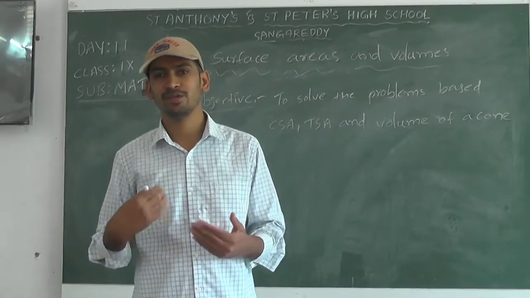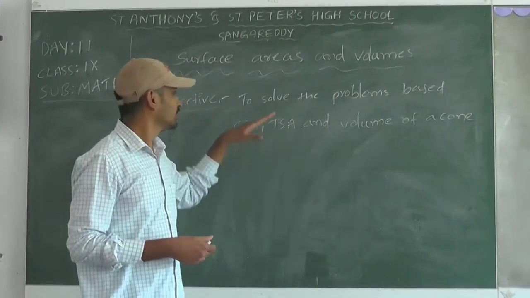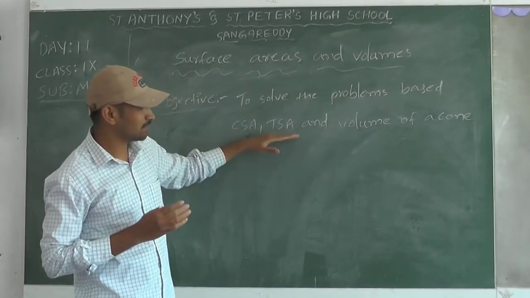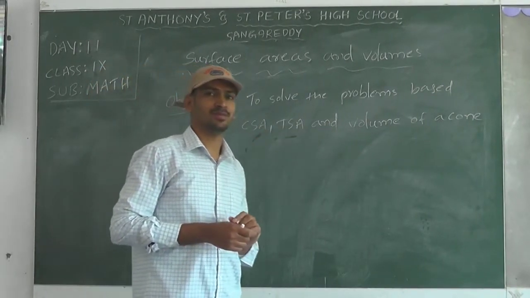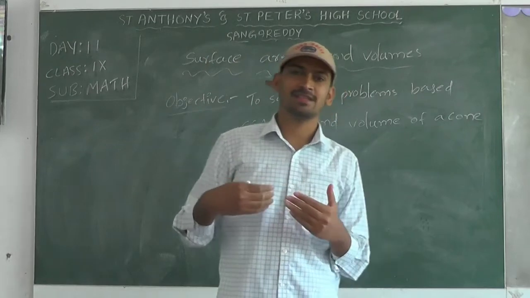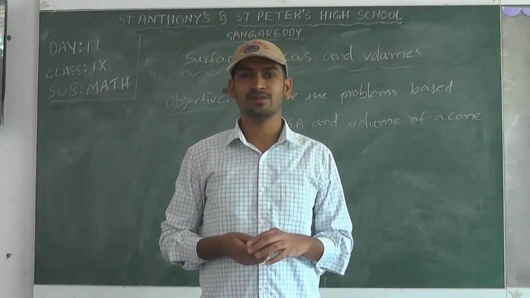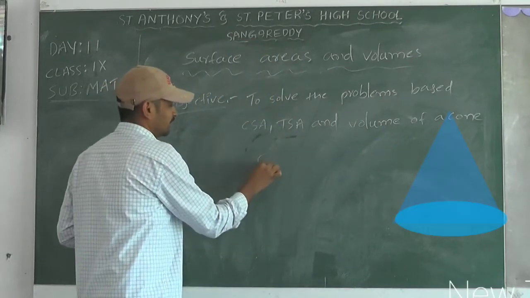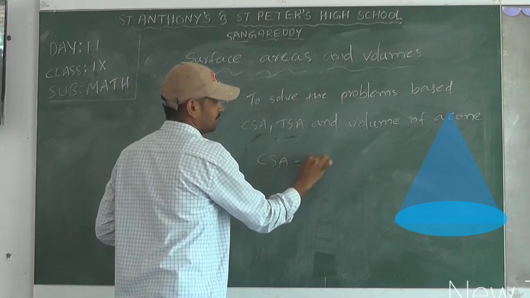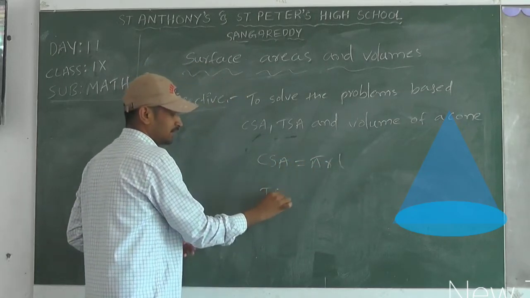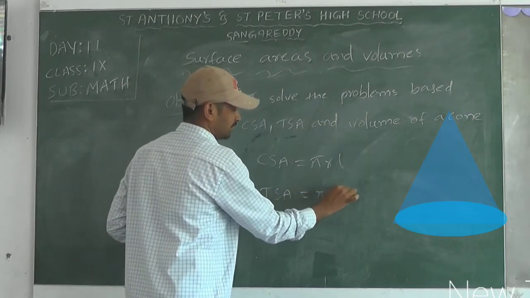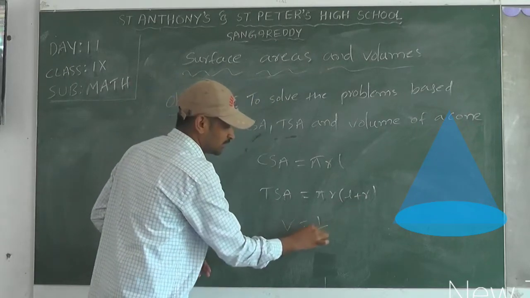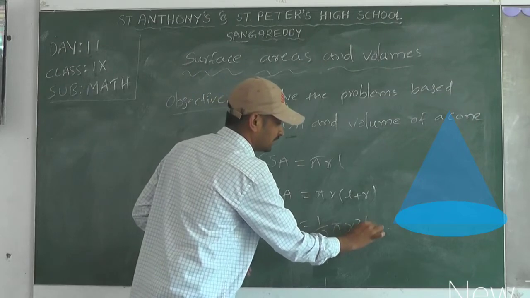In the last class we did problems based on cylinder. So today onwards we are going to do the problems based on CSA, curved surface area of the cone, total surface area of the cone, and volume of the cone. We already derived the formulas for CSA, TSA and volume of the cone. Once again I want to remind the same formulas. CSA of cone equals pi r L. TSA of cone equals pi r L plus r, that is pi r of L plus r. Volume of the cone equals 1 by 3 into pi r square h.